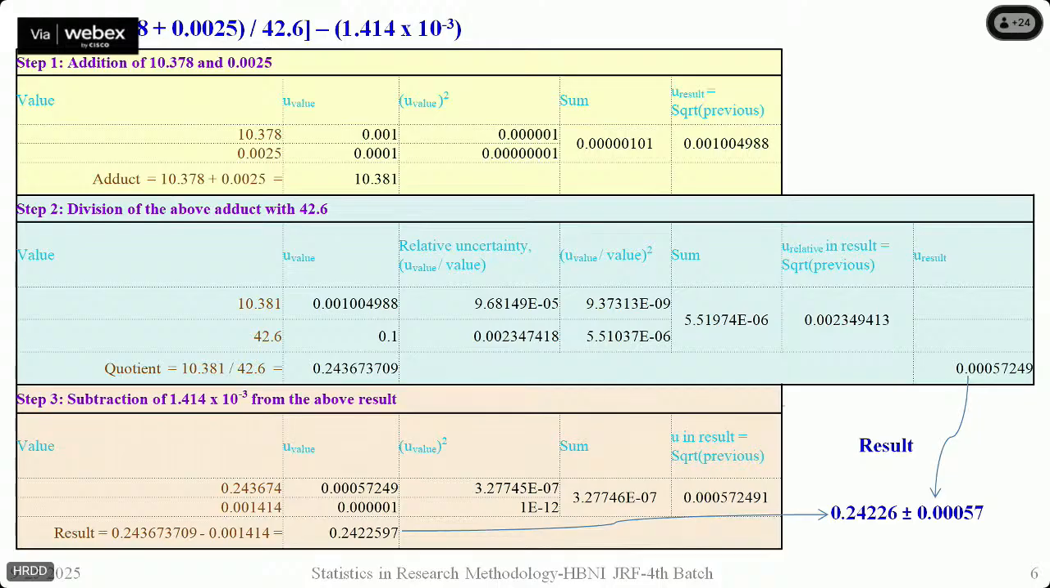In the blue one, in the yellow one. Square root, square root, square root. Yes, yes, yes, some of the previous. Which one? 0.001004988.